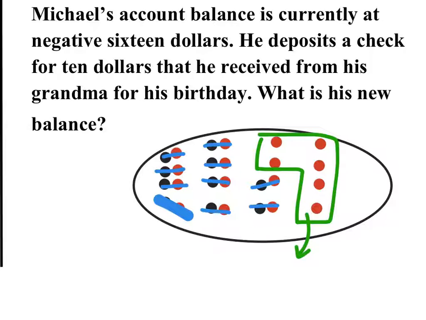How many of them is there? 1, 2, 3, 4, 5, 6. 6 of these red and negative counters. Now again, this asks for balance, so we're going to show this as dollars, but let's show the expression as well.